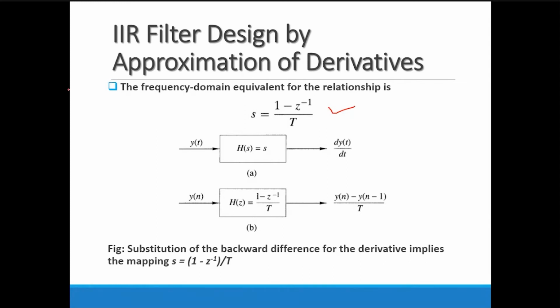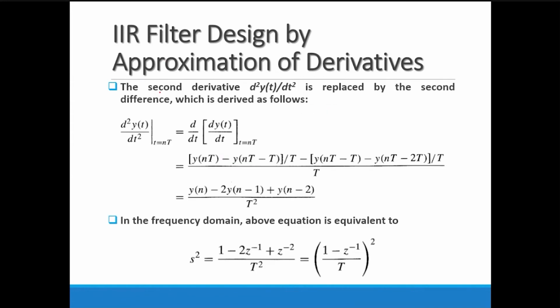Okay, so this is up to the first derivative. Now suppose the second derivative, d square y(t) by dt square, is replaced by the second difference, which is derived as follows. Again we are taking t equal to nT, taking the second derivative, dy by dt of dy by dt. If you simplify this, you get this equation: y(n) minus 2y(n-1) plus y(n-2) divided by T square.